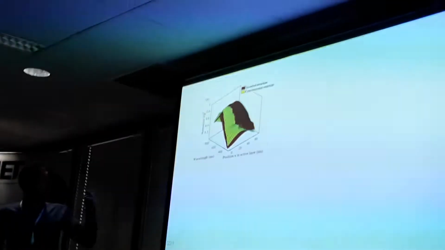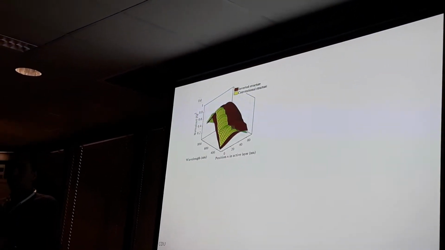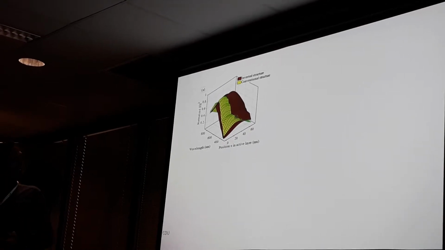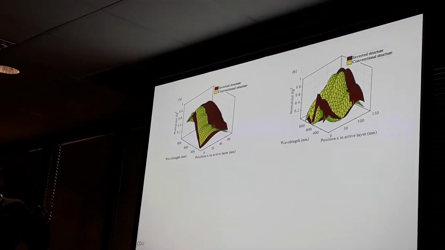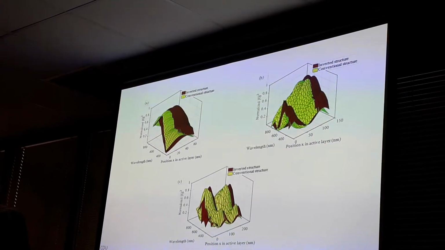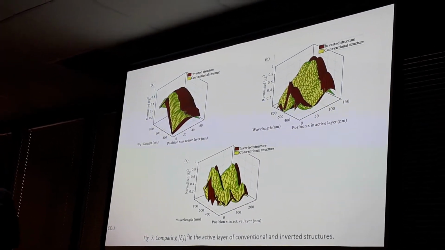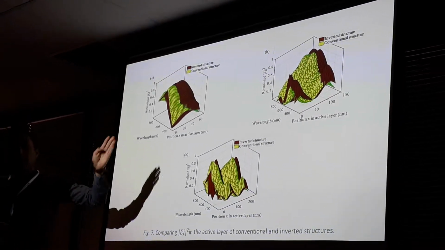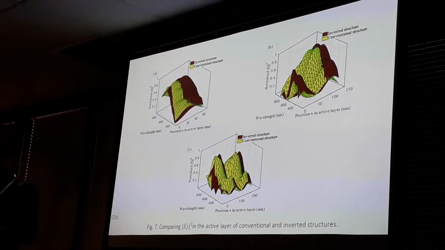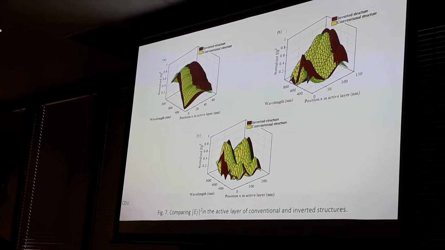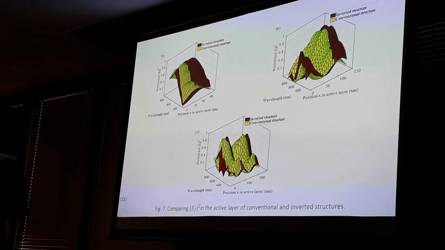In order to compare these structures more profoundly, we have also plotted the normalized modulus squared of the electric field, which shows the absorption as a function of wavelength of light and position x in the active layer for 3 active layer thicknesses, 70, 150, and 250 nanometers, for both conventional and inverted structures. The results have shown that at the end of the active layer of the inverted structure, the absorption is higher for all wavelengths and thicknesses.